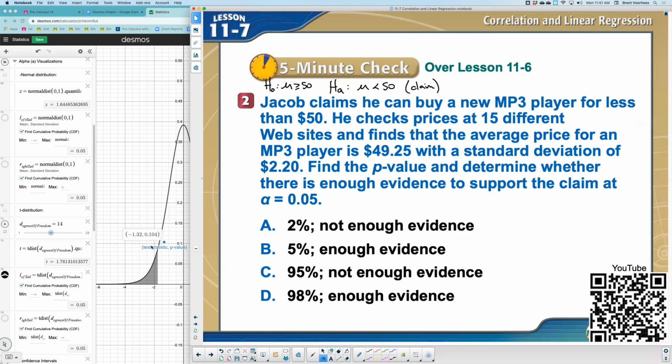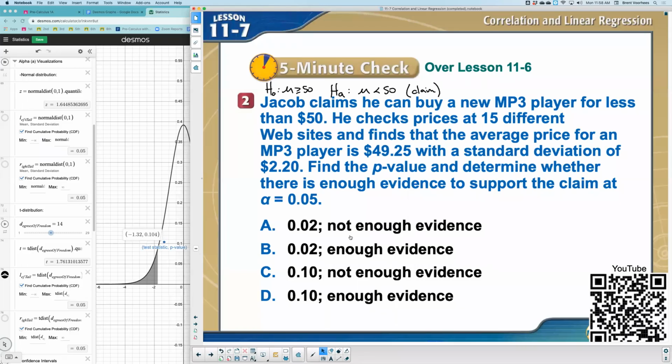This is the p-value. The test statistic would be negative 1.32. The p-value is 0.104, which I need to have this updated. Hang on 1 second. And now I have the answers updated. And so we do have the p-value at 10.4.